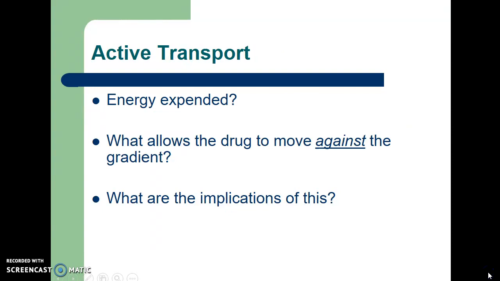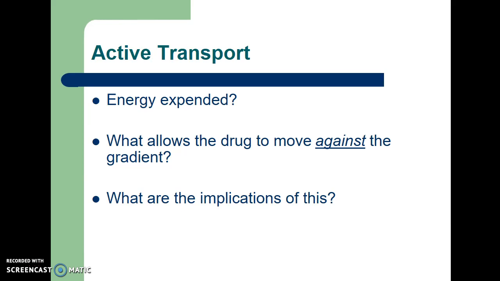So active transport, as the name implies here, we are going to expend some energy. The two previous types are the most common types. So facilitated diffusion and passive diffusion are the most common ways that drugs move through membranes in the body.